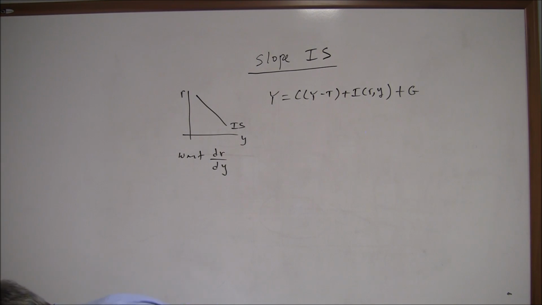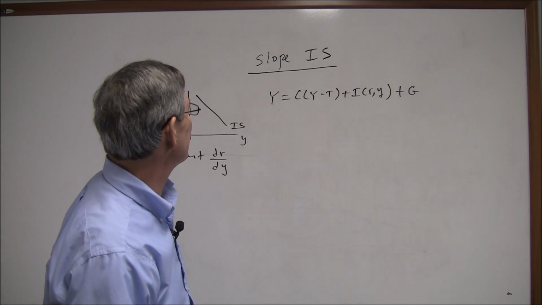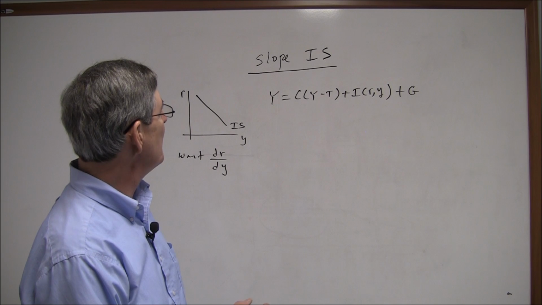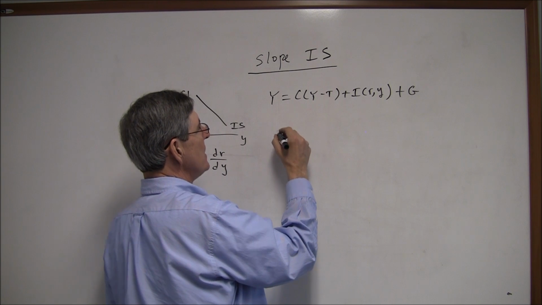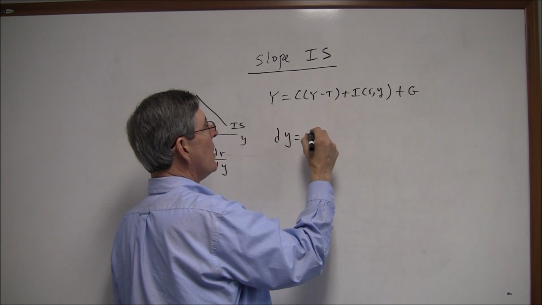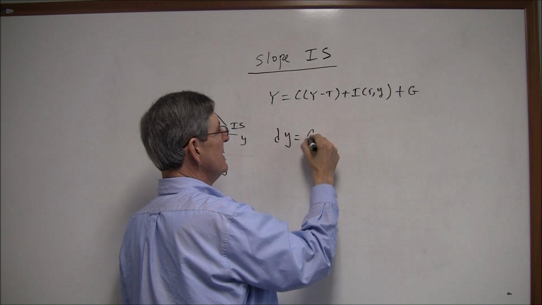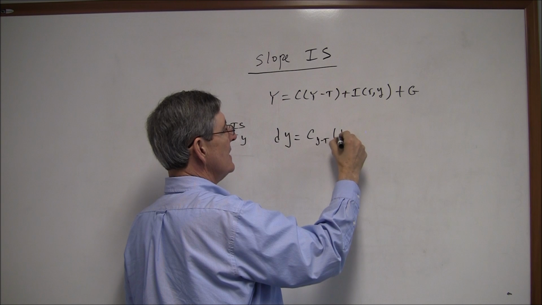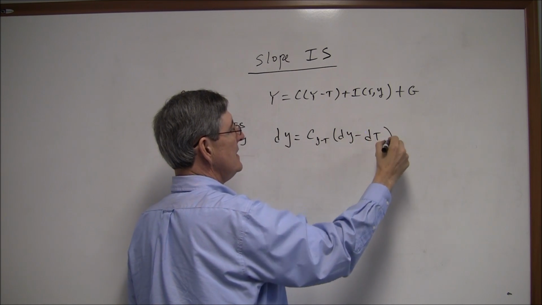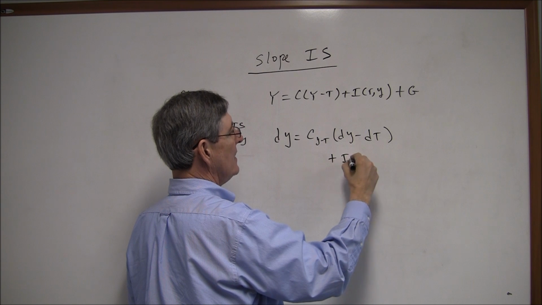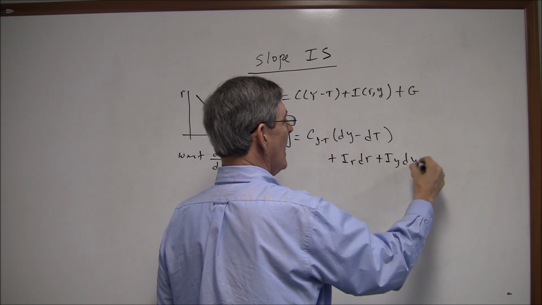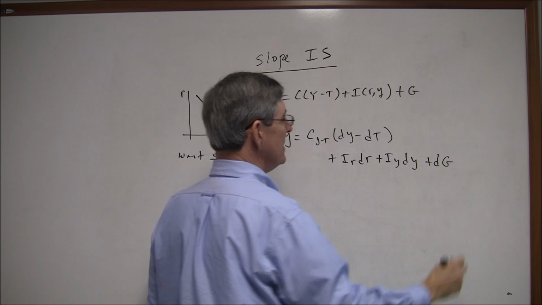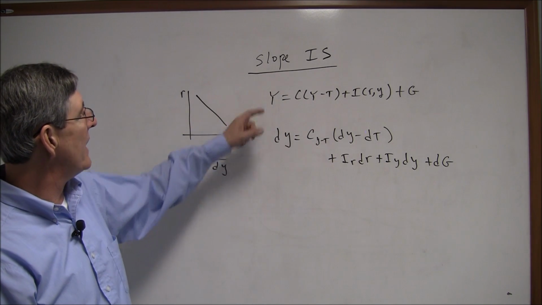So what I need to do is take a total derivative. Hopefully you've had multivariate calculus, or they talked about it in regular calculus. And then we'll solve for dR/dY. So we're going to totally differentiate this. dY is the partial of C with respect to Y minus T, C of Y minus T, times dY minus dT, plus I of R dR plus I of Y dY plus dG. So that's what's called the total derivative of that function.